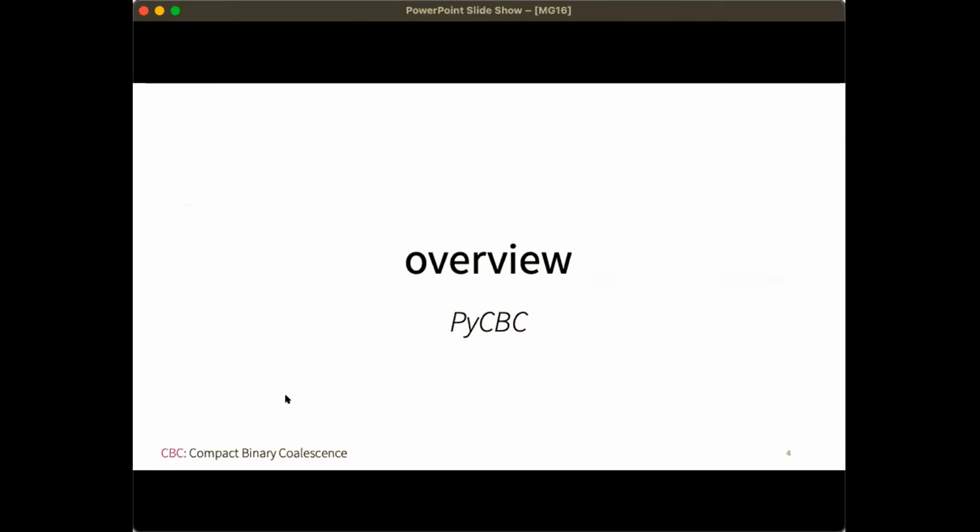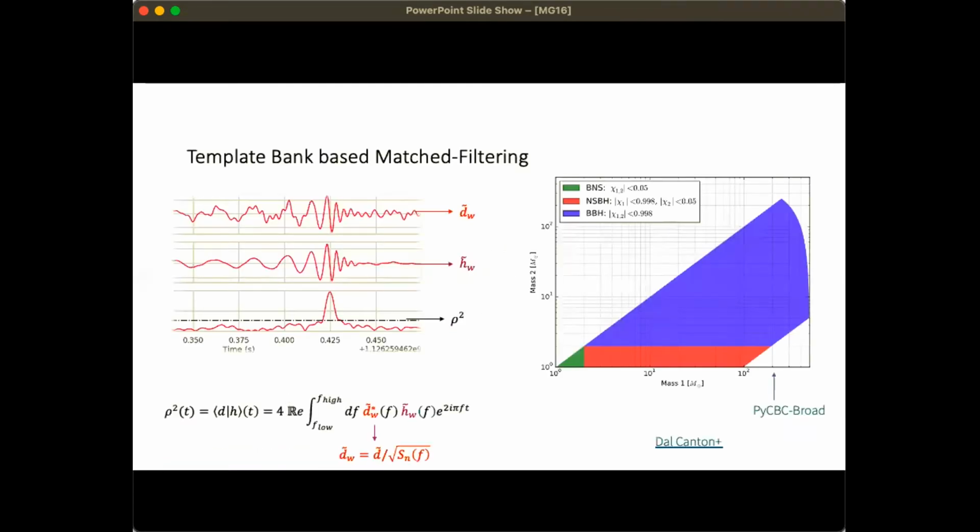But before that, let me give you a broad overview of the PyCBC algorithm itself. So we kind of know what we are looking for, albeit with some uncertainty. And we also know that the signal, if present, will be buried deep in the detector noise, which is in general orders of magnitude louder than the signal.